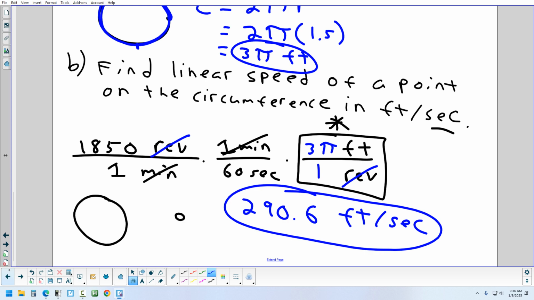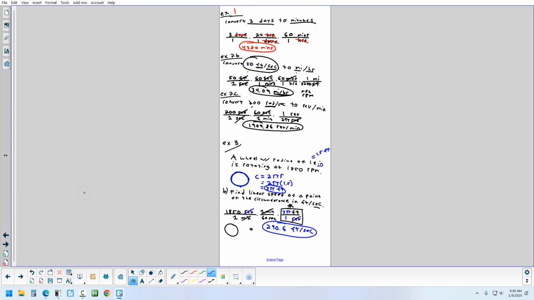All right. Any questions on that one? All right, so that's converting angular to linear. Okay. All right. Any questions on any of the examples we did? This was actually example 2, and that was really example 3. 1, 2, 3.